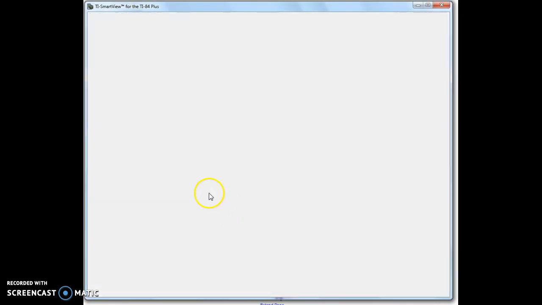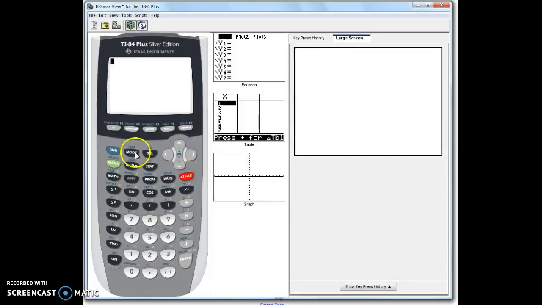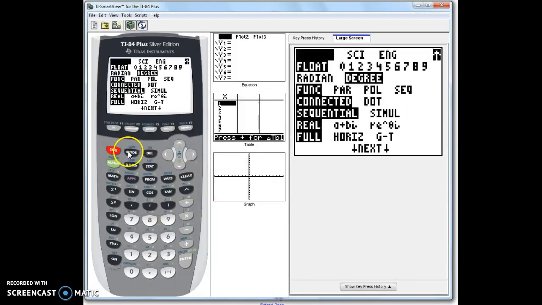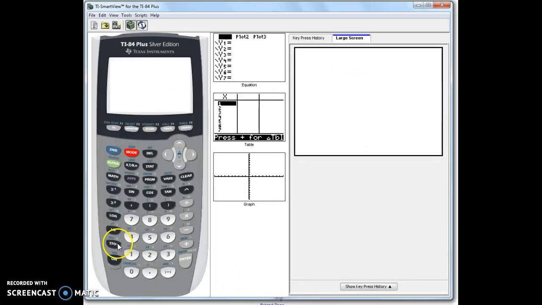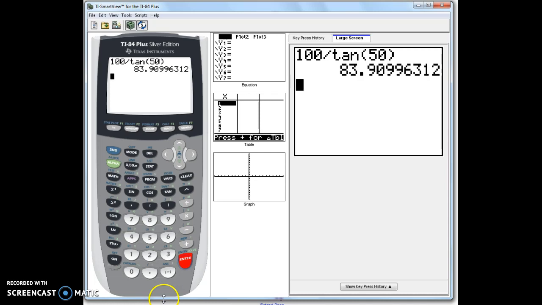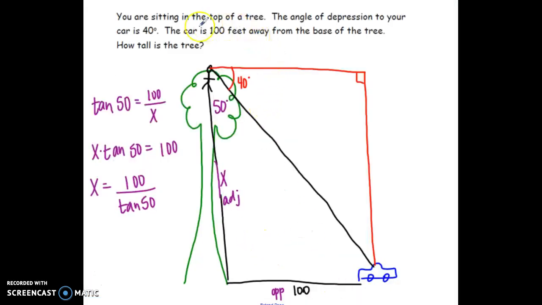So again, in our calculator, let me clear that out. Make sure that your mode is in degrees, and then we're going to type that in. We need 100 divided by the tangent of 50. So 100 divided by the tangent of 50 degrees, and we get 83.9. And so our units are what? In feet. So 83.9 feet tall for that tree.